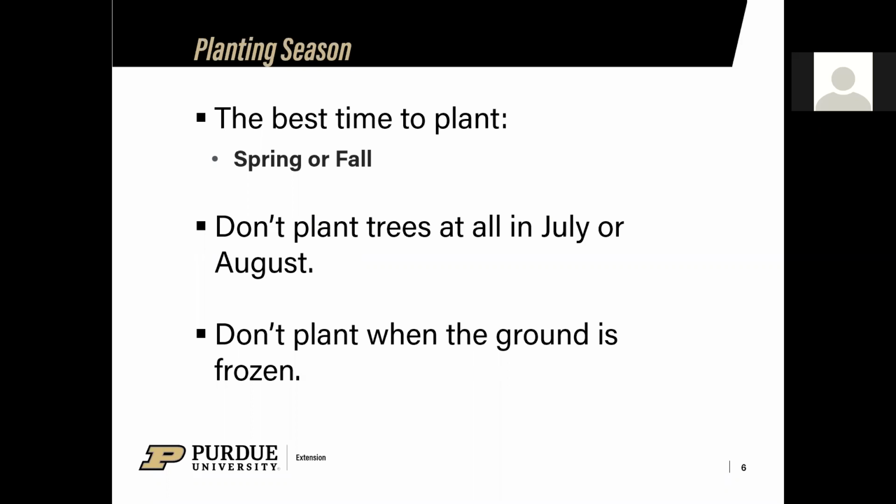Another rule is don't plant when the ground is frozen. Not only do the plants not do well, it's just, you know, kind of lazy. I don't like to dig that hard. So wait till the ground thaws in the spring before you plant.